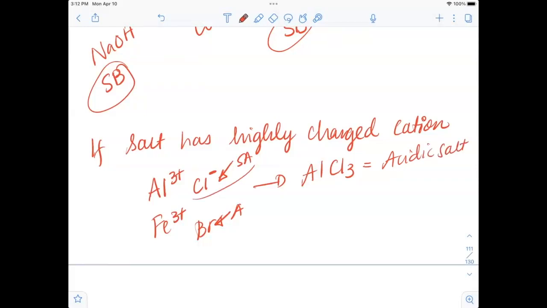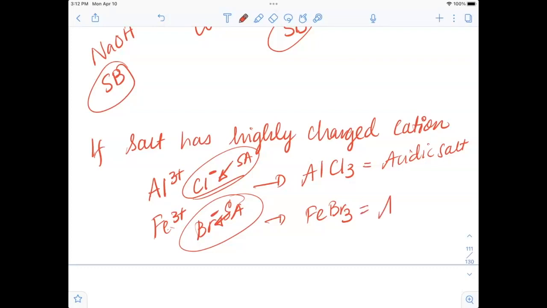salt because once again, you have a strong acid. Here we have a strong acid. So this would be FeBr3. Fe3+ plus Br would be FeBr3. This would also be an acidic salt because the salt has a highly charged cation. This is a cation and the charge is +3. Okay?